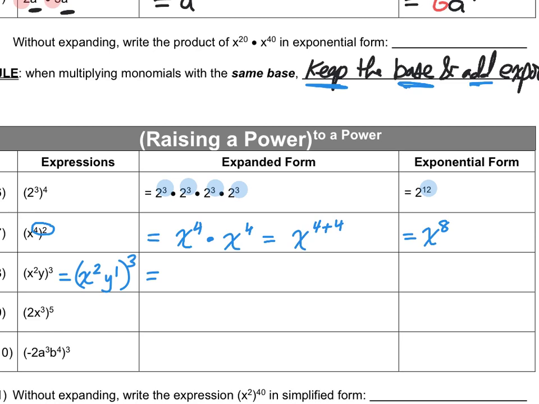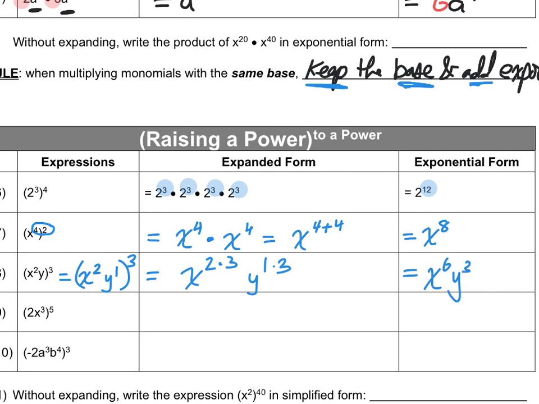I'm just going to jump right to the process of multiplying those exponents, which would be the same as saying x to the 2 times 3, and then y to the 1 times 3. All right, because now that we know that all we're doing is multiplying exponents, I'm just going to multiply each one of those exponents by 3. All right, so x to the 6th, y to the 3rd.